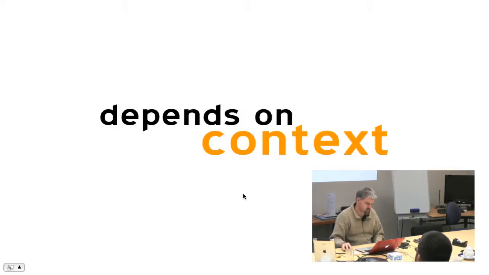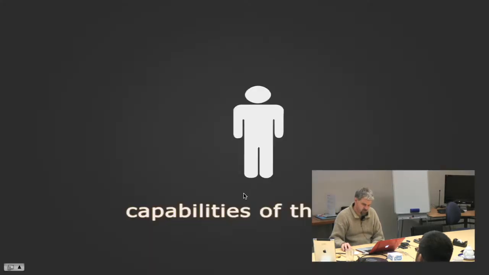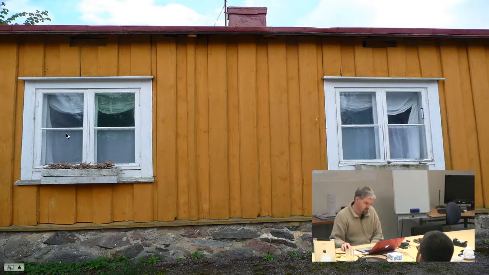But the affordance generally depends upon the context, and it also depends upon the capabilities of the actor or the person that's using the technology. So, for example, here's a window, and the window affords looking through it and seeing the other side of the world. And if you have a blind person in a room, that doesn't prevent the window allowing somebody to look through it.